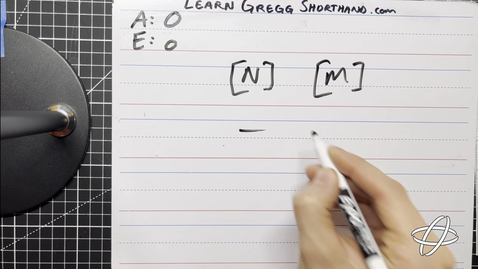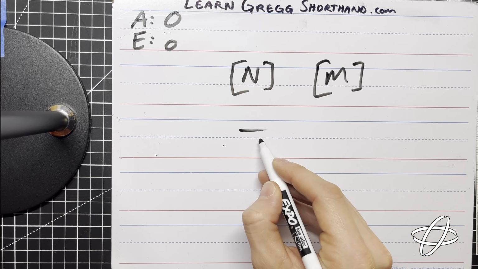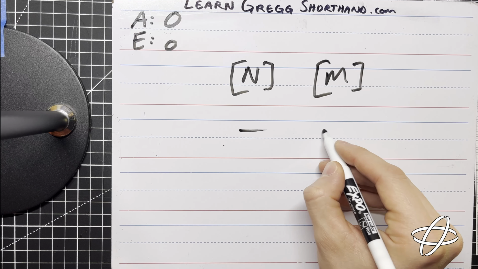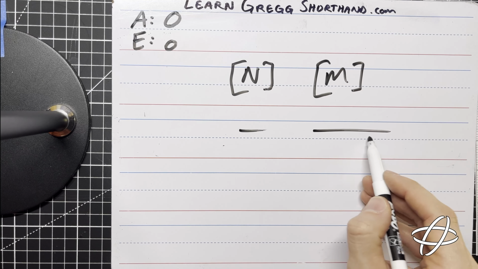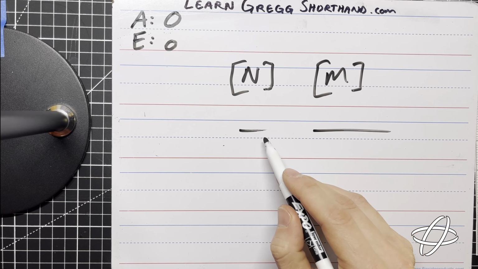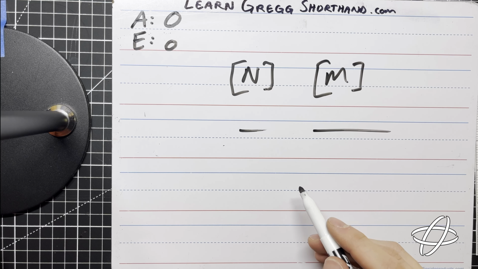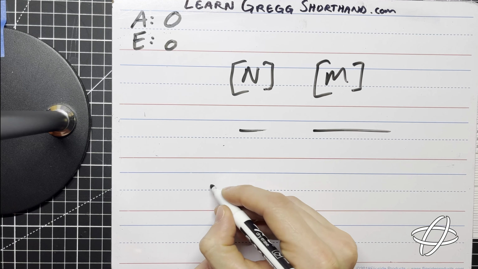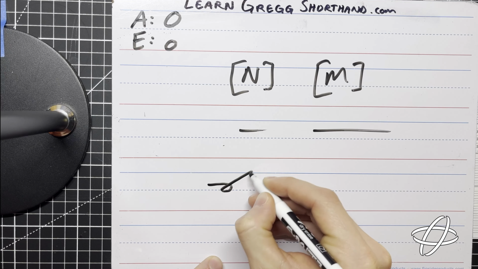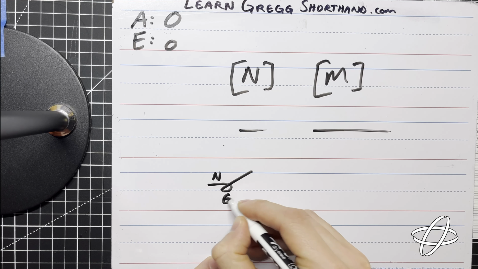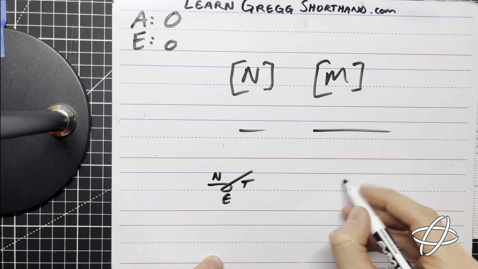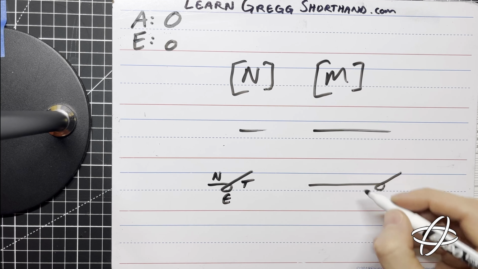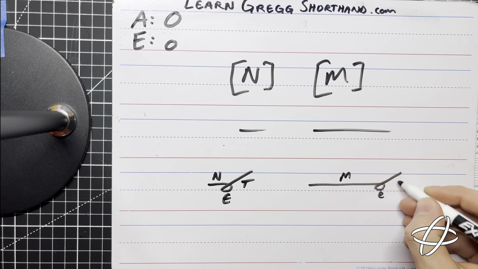Okay, this is probably one of the easiest of them all. The N sound is just written with a forward stroke. The M, similarly in phonetic pronunciation, is a forward stroke of about twice the length of the N. If we take an example there, let's do the word neat, N-E-T, versus meat, which is M-E-T.